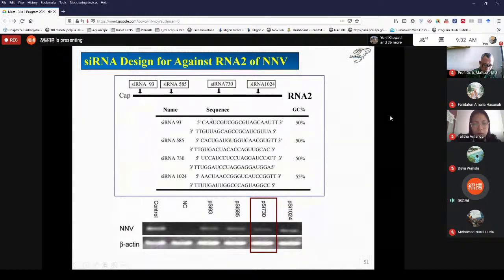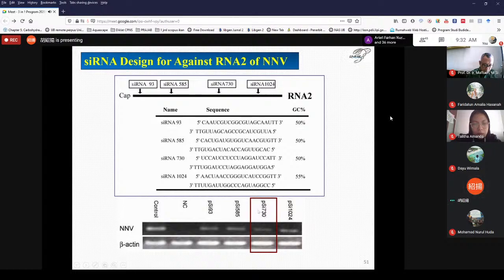It's a siRNA sequence and the GC content. After we transfect it into the cells, we make sure whether the siRNA has function and causes the phenotype. So we find this one, siRNA 730, has high efficiency.